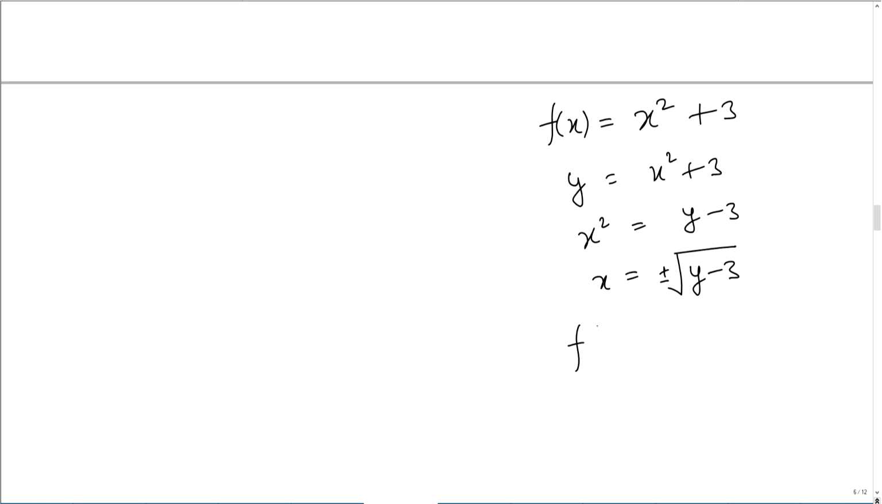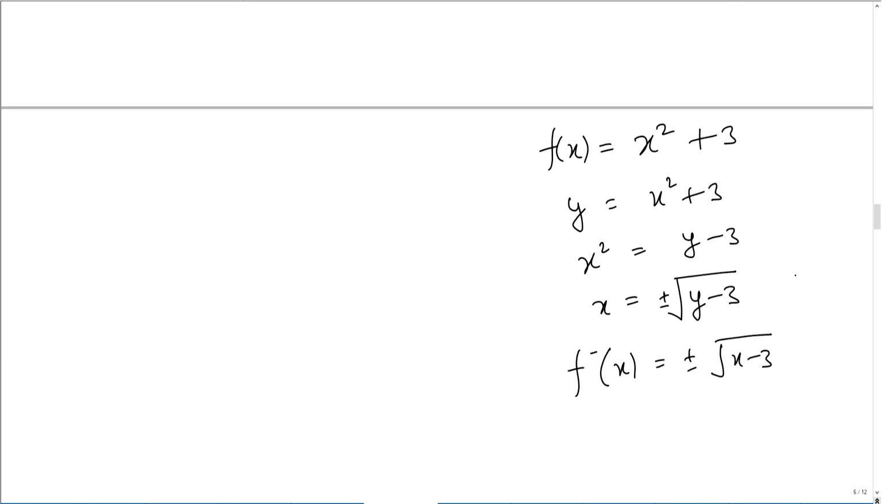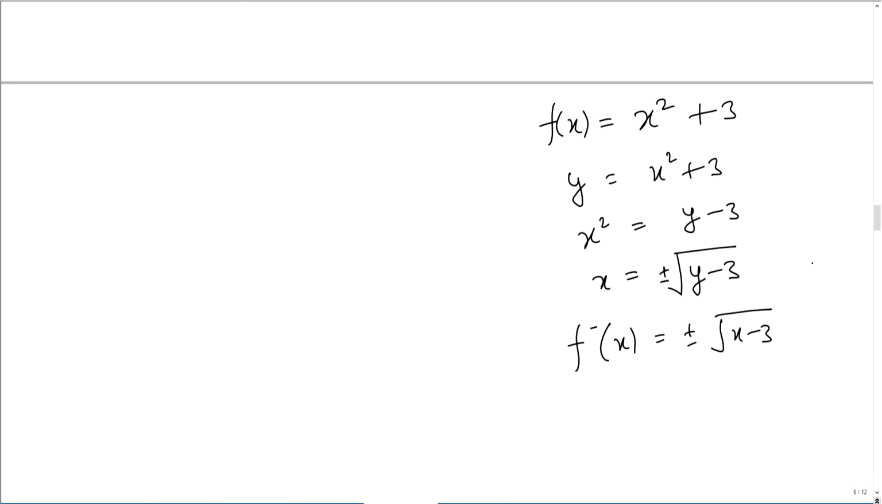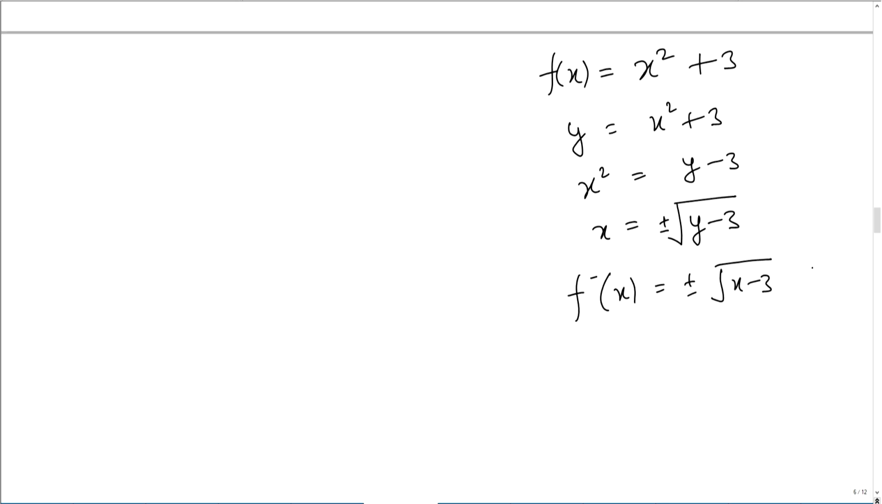Now I can write it in the form of an inverse function. So f inverse of x equals plus minus square root of x minus 3. What are the domains and codomains here? For the original function x squared plus 3, x can take all real values, totally fine. What possible values can y take? Because x square has to be greater than or equal to 0, y has to be greater than or equal to 3, right? So the codomain was y greater than or equal to 3.